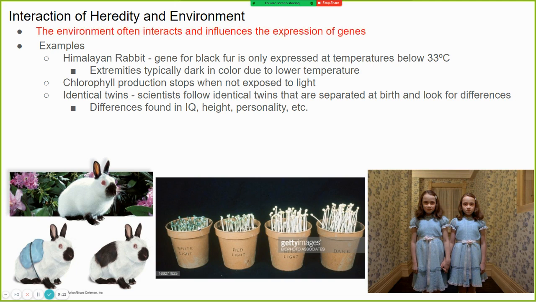So the genes, the DNA of an organism, determine the traits of the organism. But there are other things that also influence the traits, the characteristics of an organism. The environment, outside influences, can also affect certain characteristics. For example, this rabbit that we're just talking about is called a Himalayan rabbit.